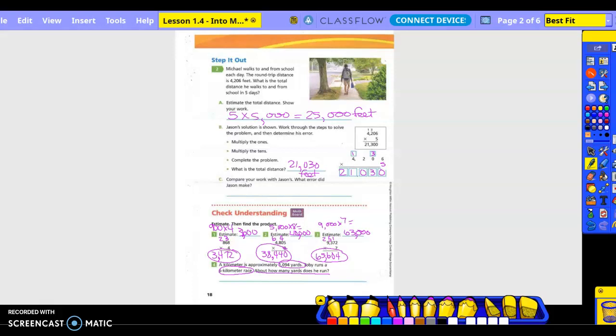Okay, so our keyword is about. So do they want the actual answer or an estimate? Estimate. So I'm going to estimate 1,094 to 1,000. So 6 times 1,000 equals 6,000 yards. And I do need to add about because is it an actual answer? No. So I do need that word about.